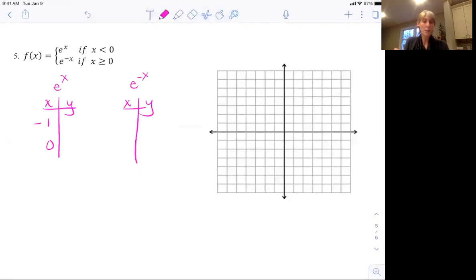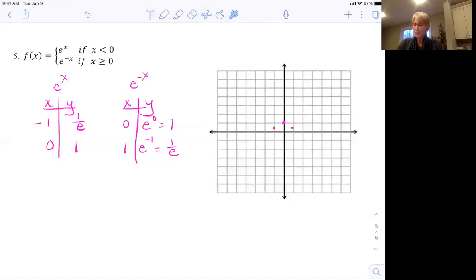We're going to plug 0 in to see what happens. e to the -1 is 1 over e. e to the 0 is 1. -1, 1 over e again is like 1/3. So I'm going to be there and there. When x is greater than or equal to 0, I start at 0 and I'll use 1. e to the 0, e to the -1. Oh, this is a weird picture, huh?